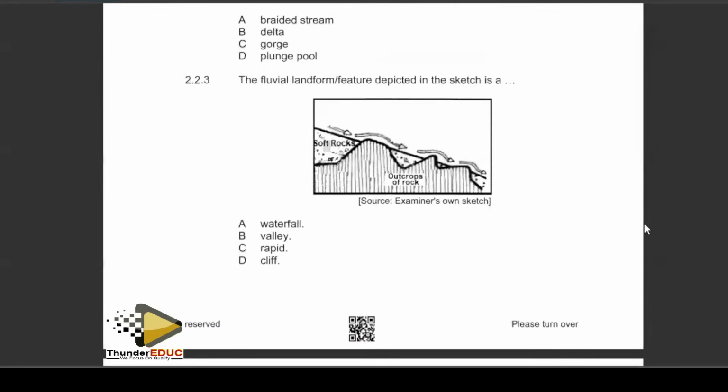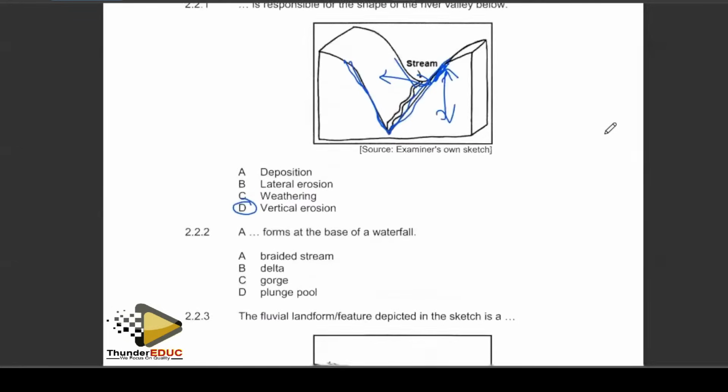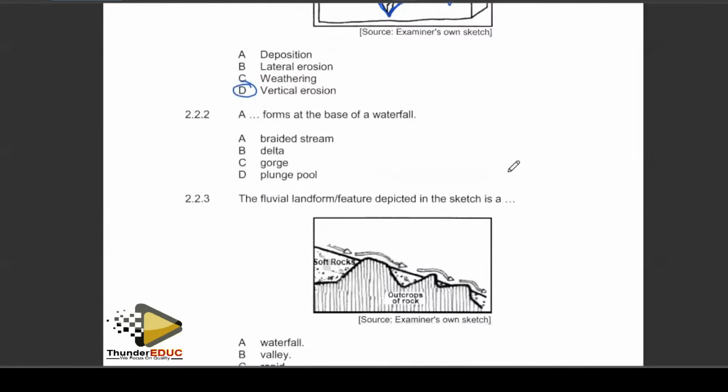Right. Let's go to number 2.22. 2.22 says a dash forms at the base of a waterfall. At the base of a waterfall, the lower part of the waterfall, what do we have there? Obviously, we have what you call a plunge pool.